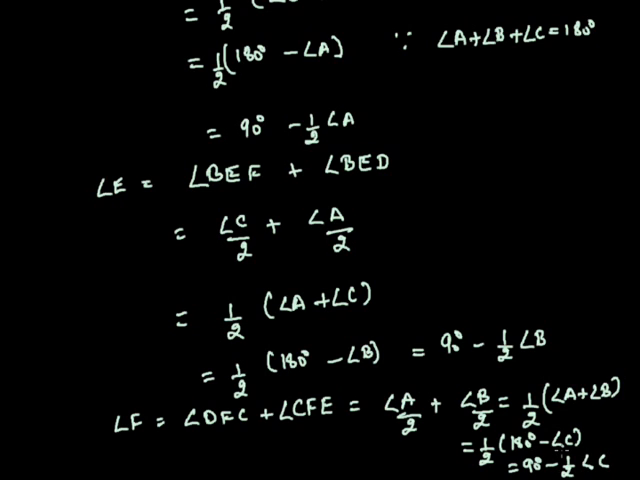So angle D is equal to 90 degrees minus half of angle A. Angle E is equal to 90 degrees minus half of angle B. And angle F is equal to 90 degrees minus half of angle C. This we had to do. Next problem.